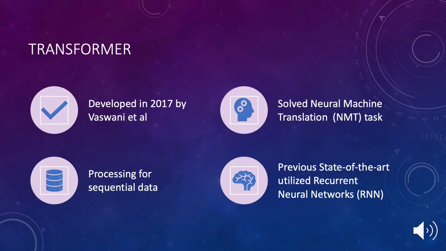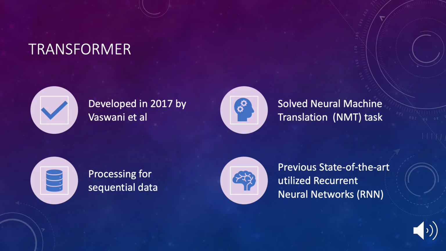So first, we consider what exactly a transformer is. It's a new architecture developed in 2017 by Vaswani et al. The original transformer was designed to solve the task of neural machine translation, specifically converting text from language A to language B. It can be used for many different kinds of sequential data, not just language, and in fact, it's also been applied to spatial data, images.